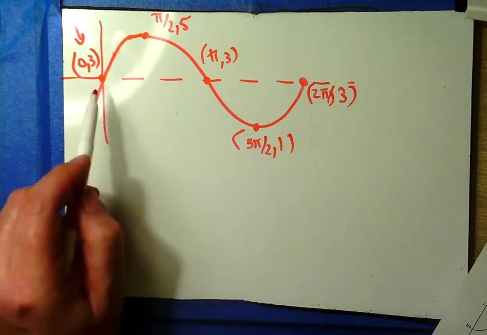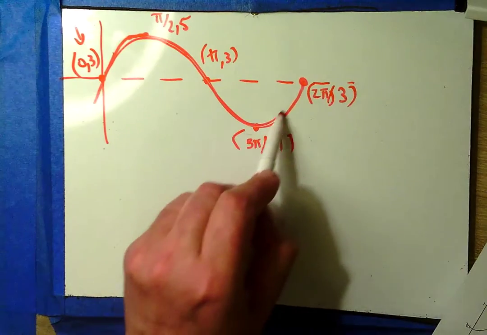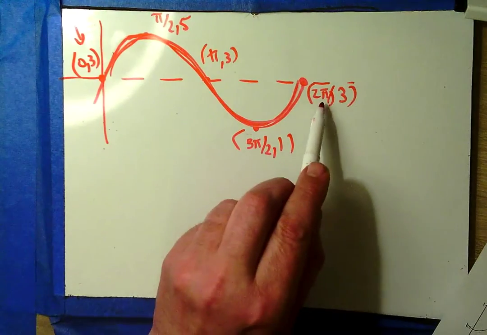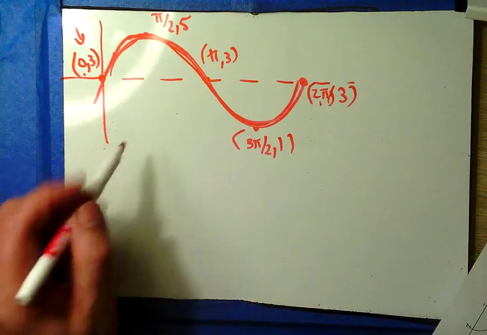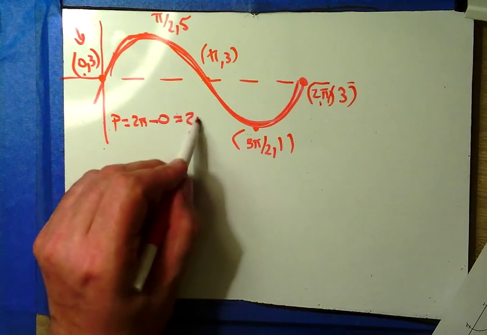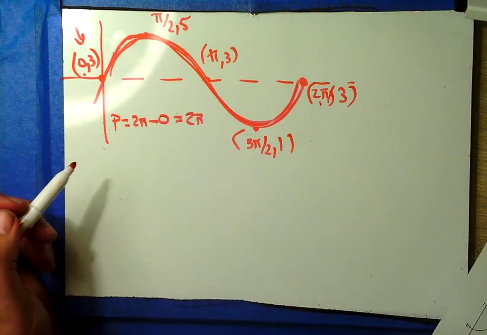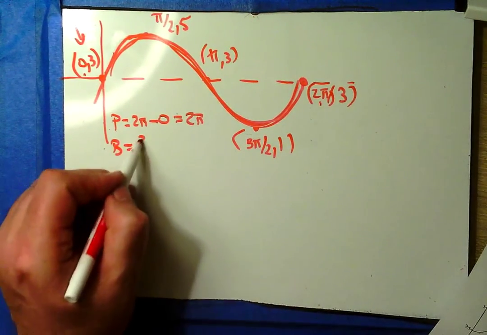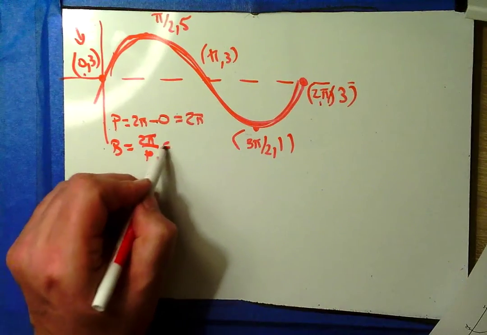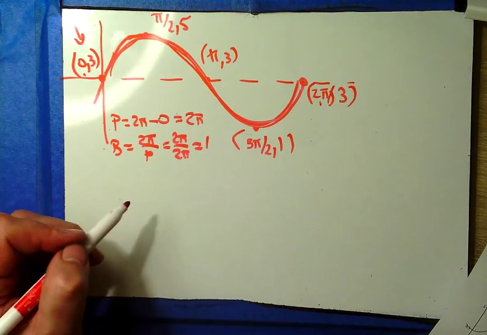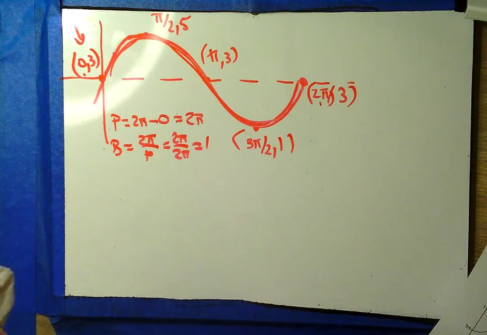I know the period is the difference in x values in one cycle of sine. So here's my ending x, here's my starting x. Period equals 2 pi minus 0, or 2 pi. Okay, and then I know that my b value is 2 pi over the period, so 2 pi over 2 pi equals 1.